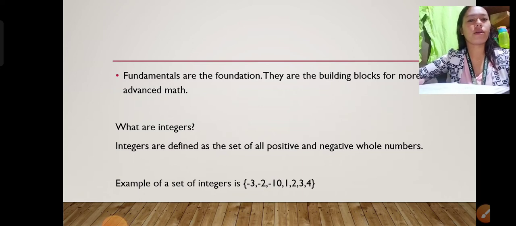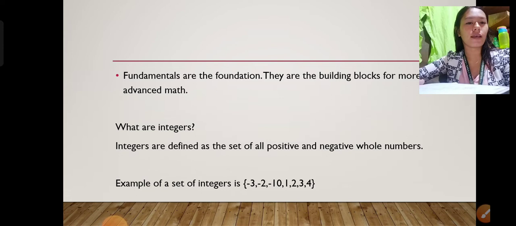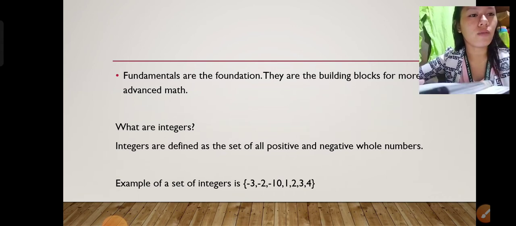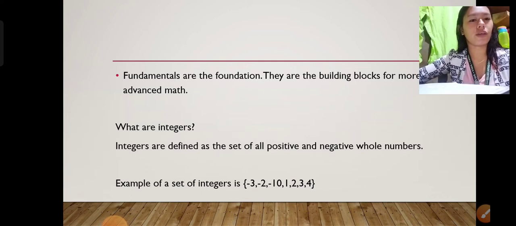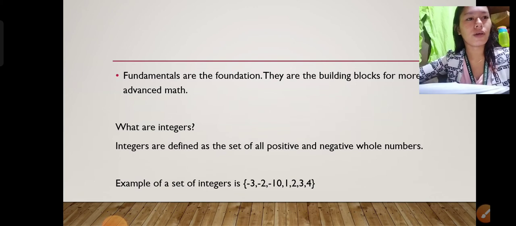So, what are integers? Integers are defined as the set of all positive and negative whole numbers. So, an example of a set of integers is -3, -2, -1, then 0, 1, 2, 3, and 4. That is an example of a set of integers. Common naman sa atin yung, 'di ba, yung fundamental operations on integers. So hindi na bago sa atin yung topic for today, okay?